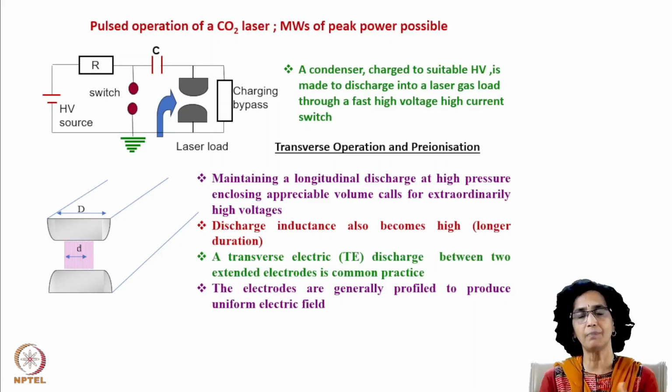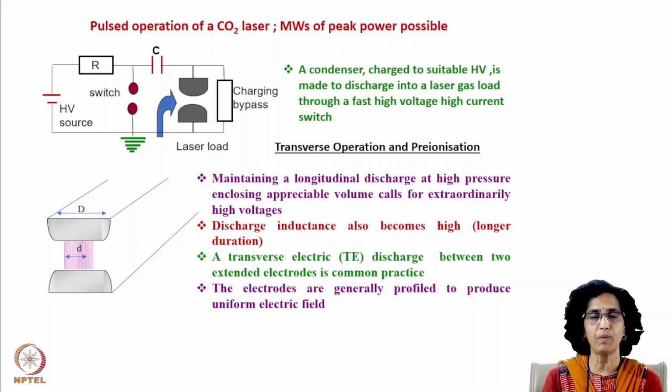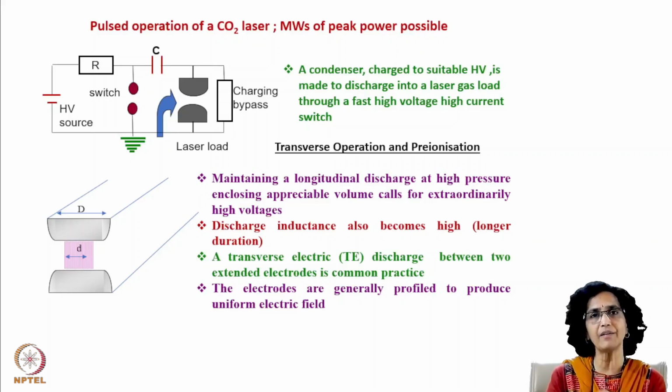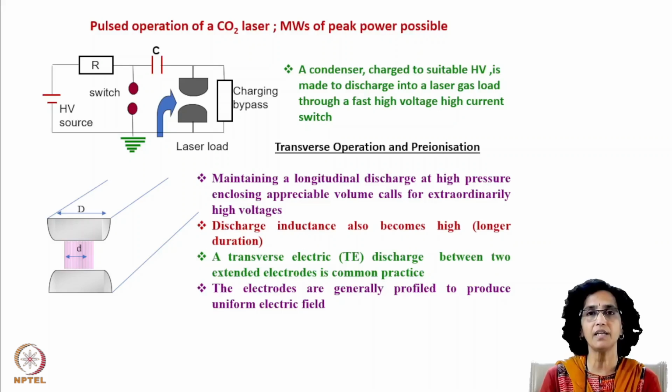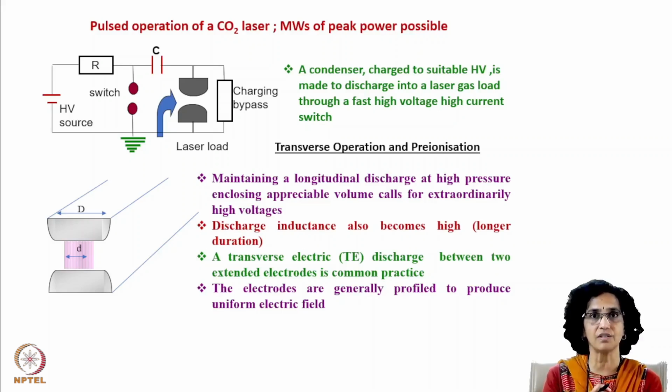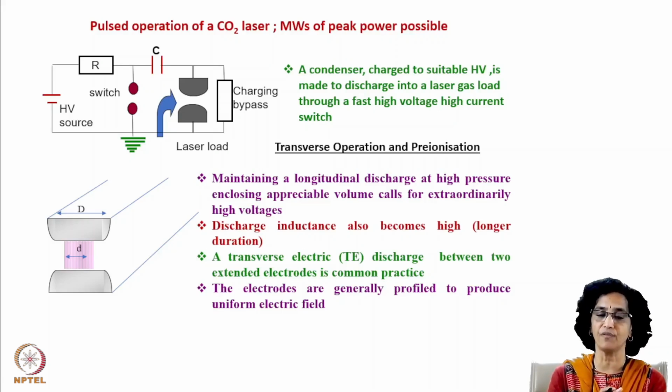But there are also certain applications where you want to increase the output power to peak powers of megawatts or so. In that case, we also went very briefly over the fact that we can increase the active molecular density, that is, increase the pressure. But we also saw that by increasing the pressure, the glow to arc transition time reduces. That means it is very difficult to maintain a glow discharge, and therefore it is not possible to have a CW kind of operation, and one has to go for pulsed operation of a CO2 laser.